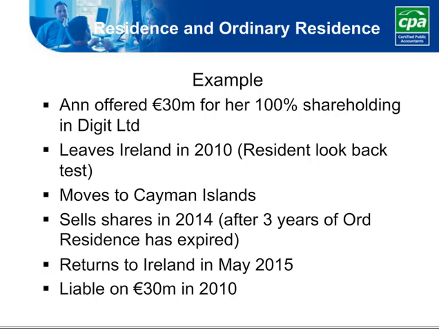She is liable on the 30 million in 2010. So the last day she left Ireland, the last day of that tax year, it's as if she sold the shares when she was leaving at the market value, and is liable to capital gains tax. Now if she was to wait for another year, she'd be outside the charge to tax. So they're the key rules on residence and ordinary residence. Be very careful with the whole area of this relevant asset exit charge. That's very important.